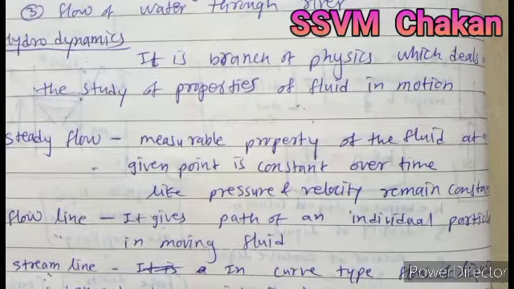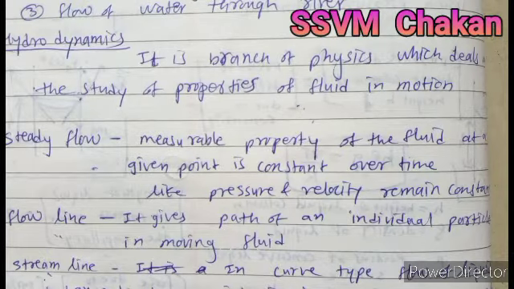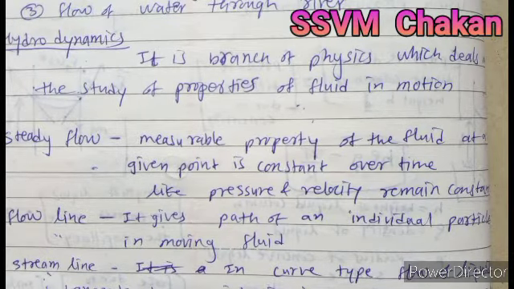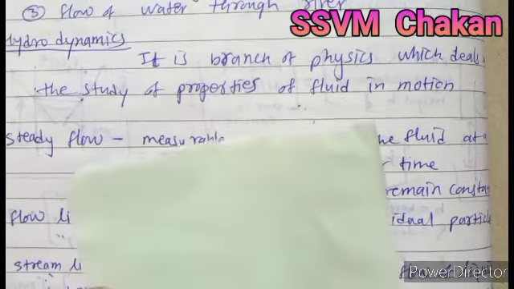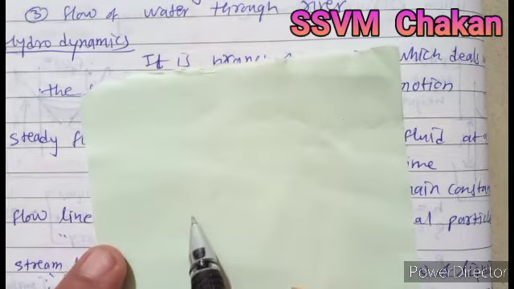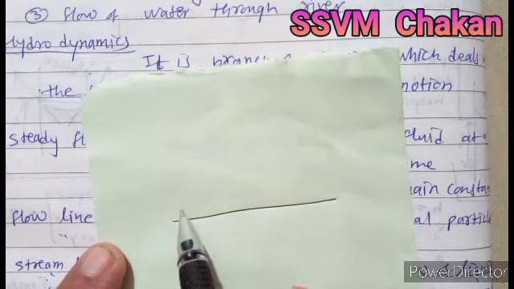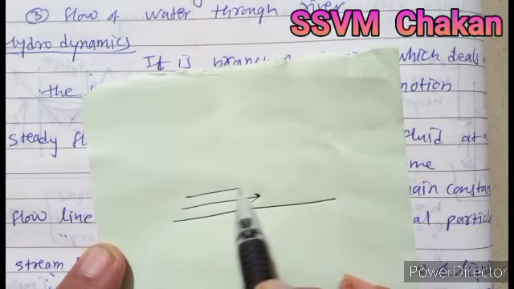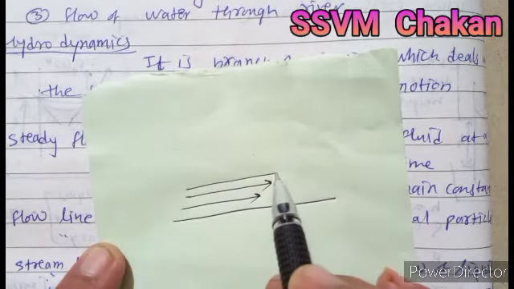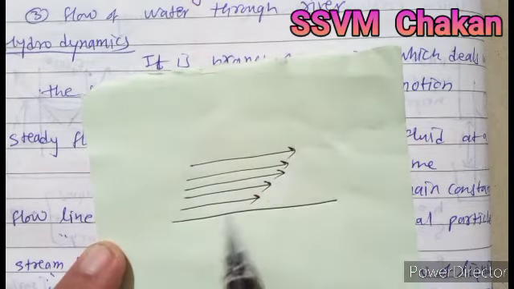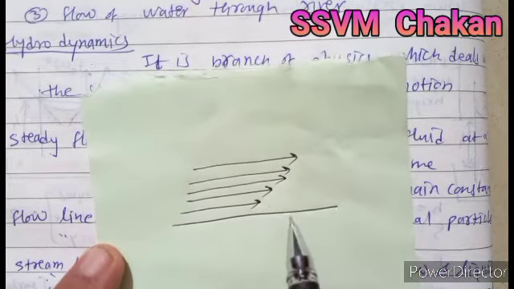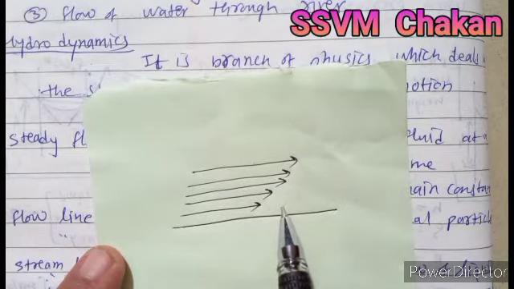Steady flow: a measurable property of a fluid at a given point is constant over time, like pressure and velocity remain constant. What is a steady flow? We see the flow of a liquid or water. Water is now flowing in this direction. We divide the water into different layers, and the velocity of each layer remains constant throughout the path. Then that type of flow is called a steady flow.